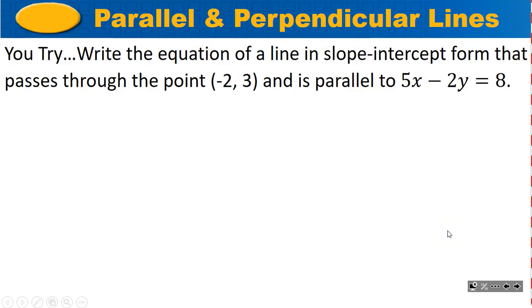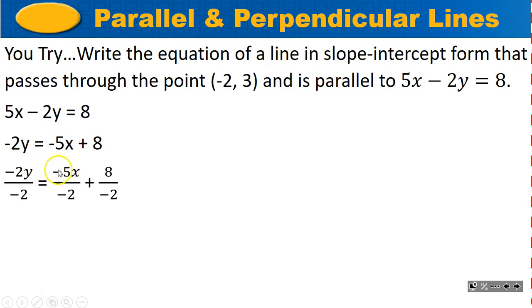Okay, so now, once again, our first step is to put this in y equals mx plus b format, which is y-intercept format. So we're going to subtract the 5x from both sides. This time we're going to divide by -2. So the -2's go away here. We have y left, and we're going to have -5 over -2, which is going to become positive because both of them are negative. When we divide 8 by -2, we get -4. So our slope here is 5/2.